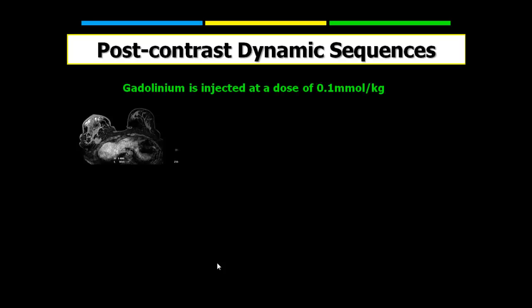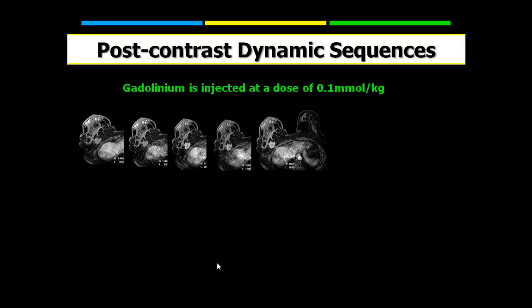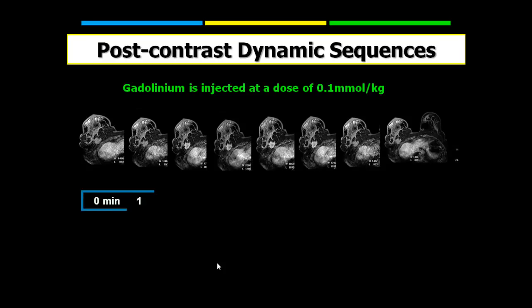In the post-contrast dynamic sequences, we inject gadolinium at a dose of 0.1 millimole per kilogram. And then we take a sequence of images starting from 0 up to 8 minutes.